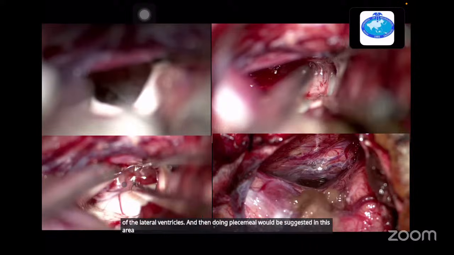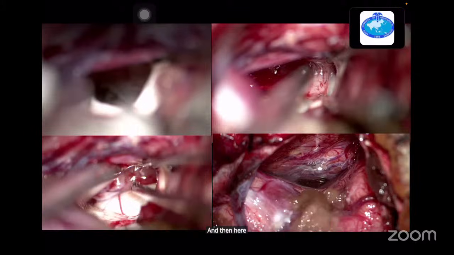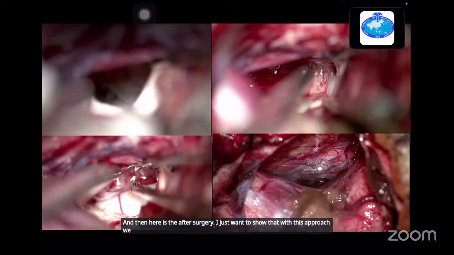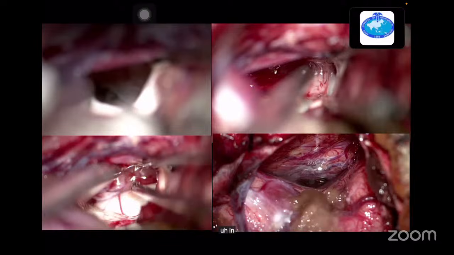And then doing piecemeal resection would be suggested in this area. After the capsule becomes thin, then we can try to dissect it, of course, with the help of intraoperative neuromonitoring. And then here is the after surgery. I just want to show that with this approach, we are trying very hard to preserve either the cortex or also the arteries and veins in the surroundings.